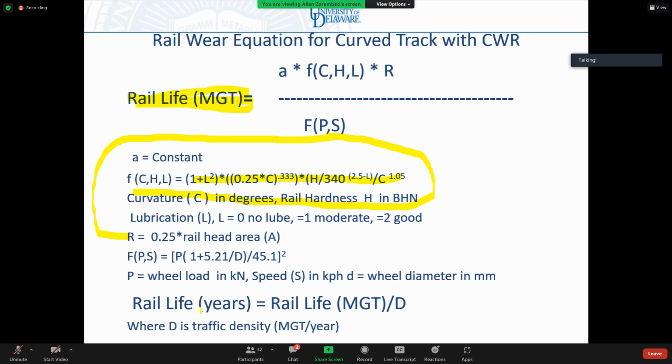But to convert life to years, you have to know how many MGTs per year you have. So a high density main line may be looking at 20 to 30 million gross tons a year, or if you're in a heavy axle environment, 50 to 100 million gross tons a year. A low density environment can be looking at 1 million gross tons or less. So the life of the rail in years varies very dependent on the density of traffic.